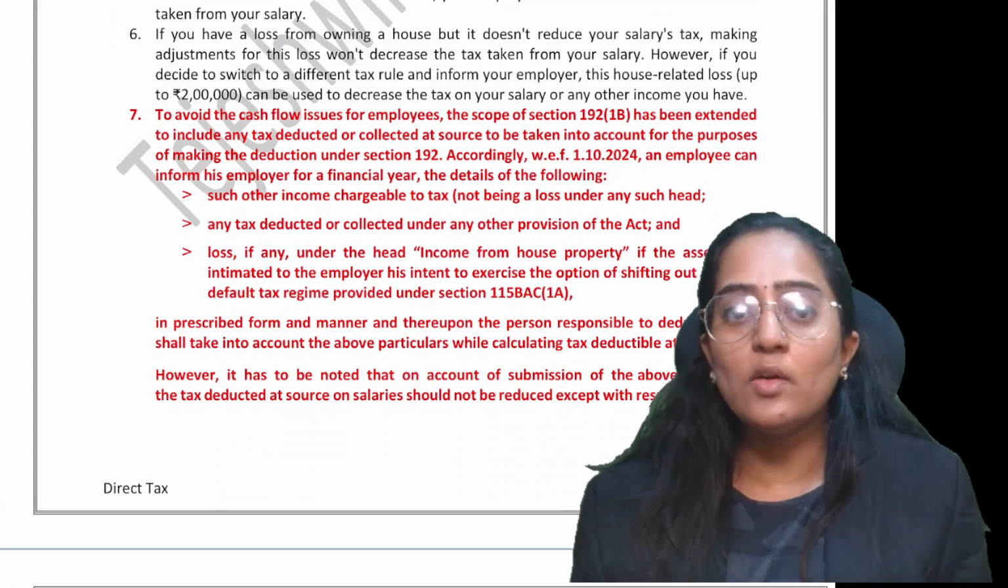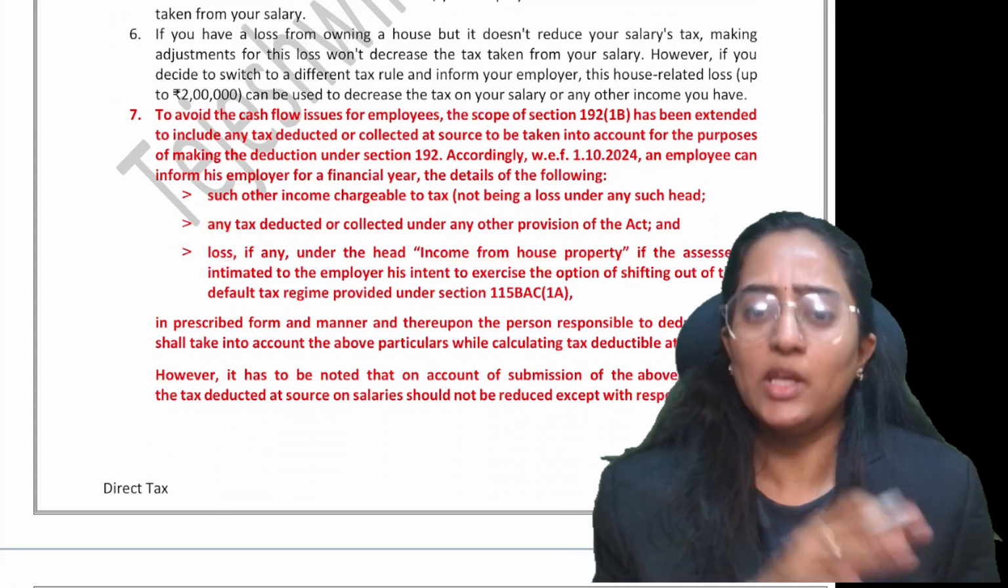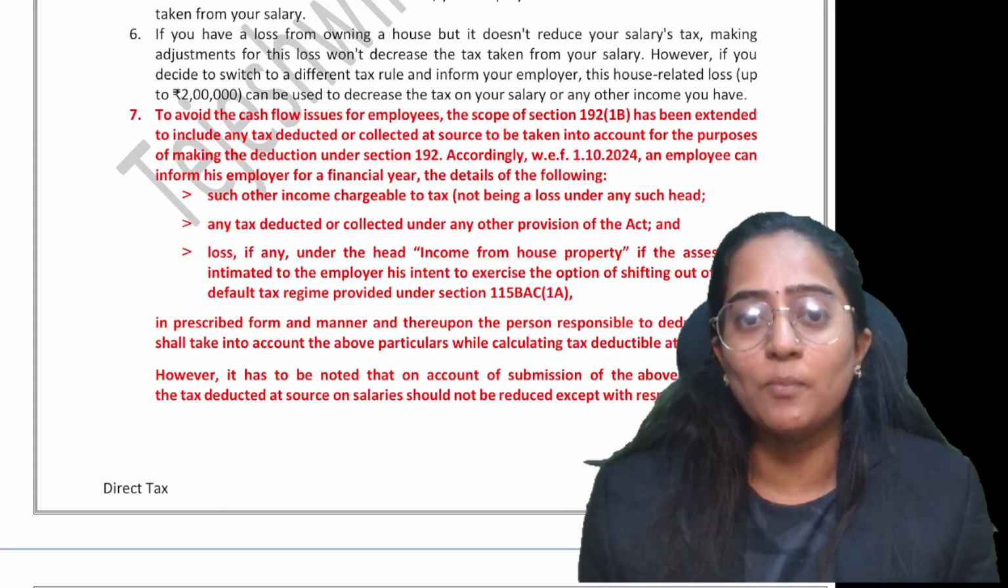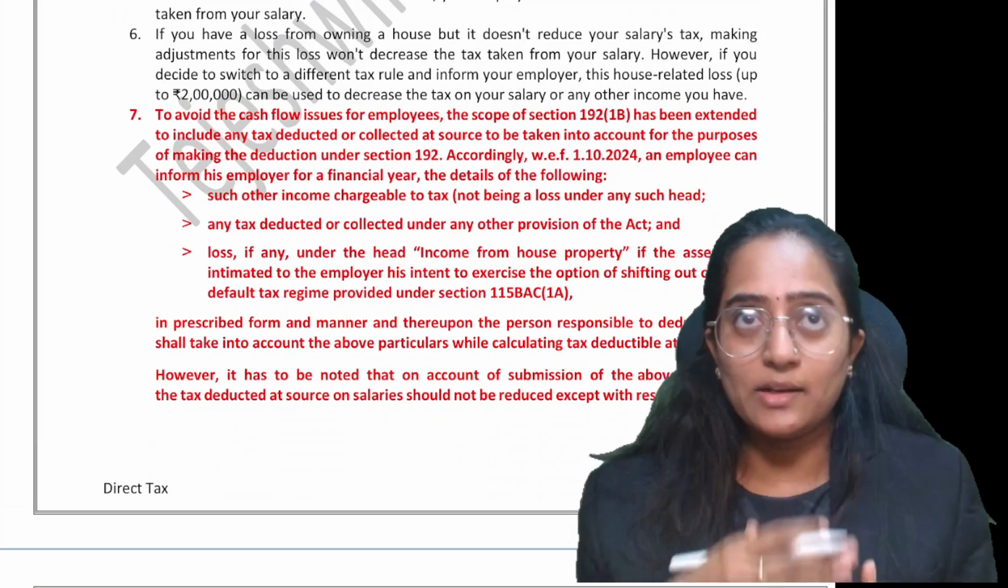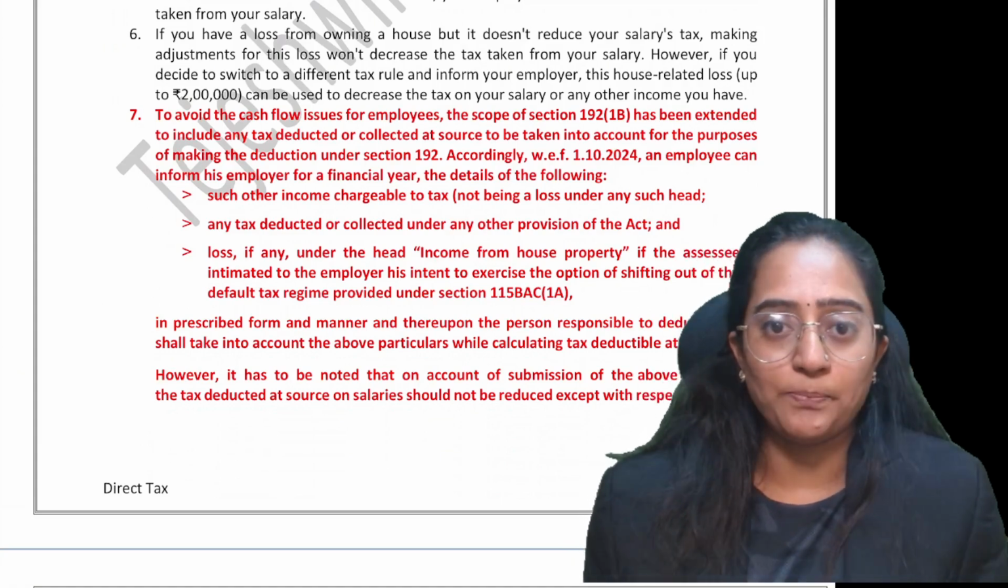So the employer said, okay, fine, do one thing. If you have any loss under the head income from house property, get the details and come. I will take that as a consideration when we are doing the computation, and based on that we will deduct the TDS. Correct?